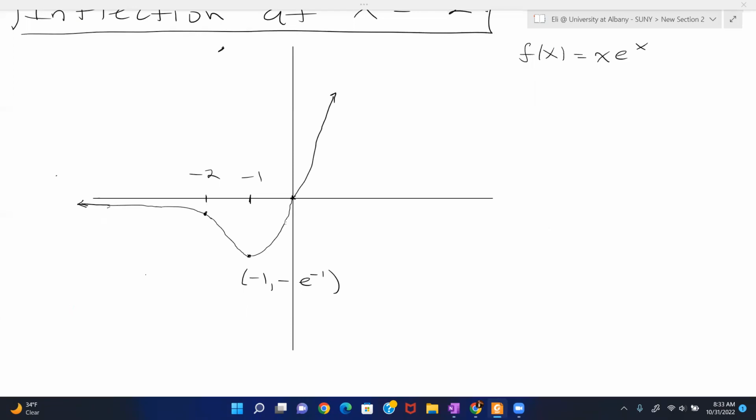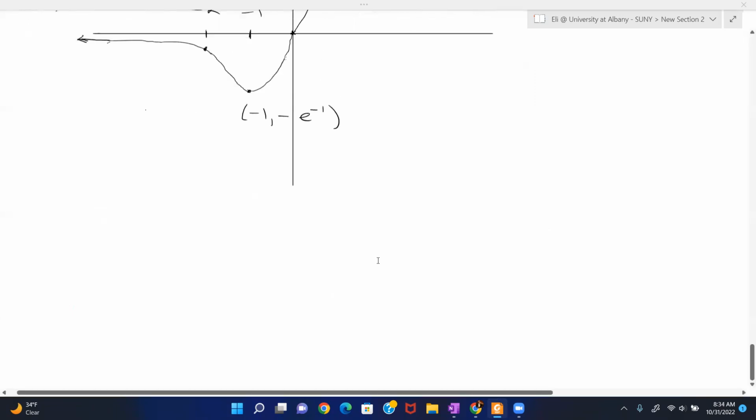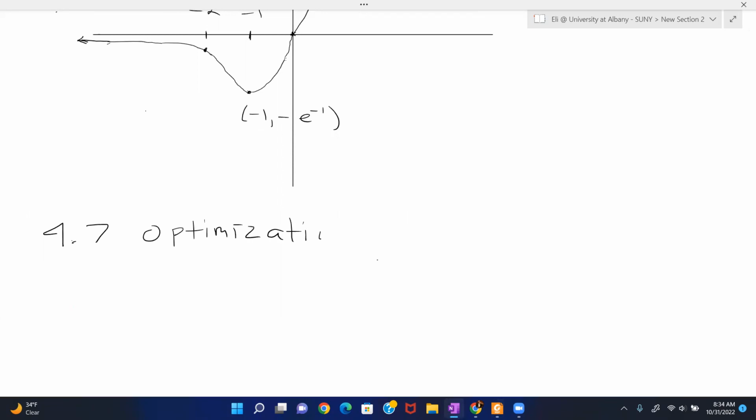All right, so for now though, since that's a very laborious problem, we're gonna move on and do some optimization problems. So we're gonna jump to section 4.7. This is on optimization, and as I said, this is sort of like related rates, not quite. So in related rates, we had to use a lot of implicit differentiation techniques. Related rates is that we have these two quantities that are changing with respect to, say, time, and we want to relate their rates. So that's hence the term related rates.